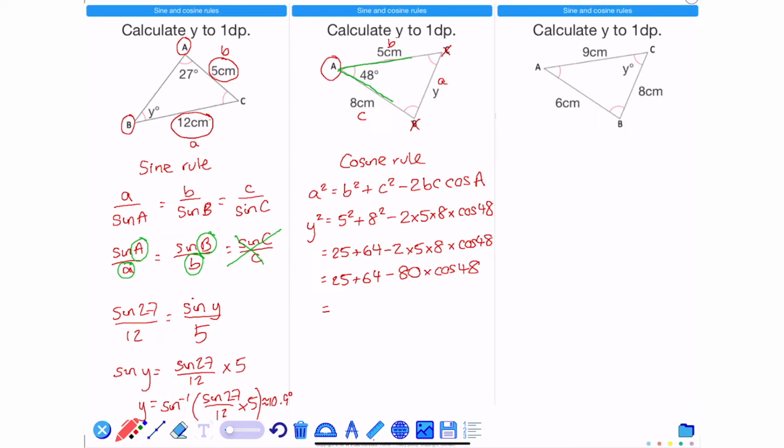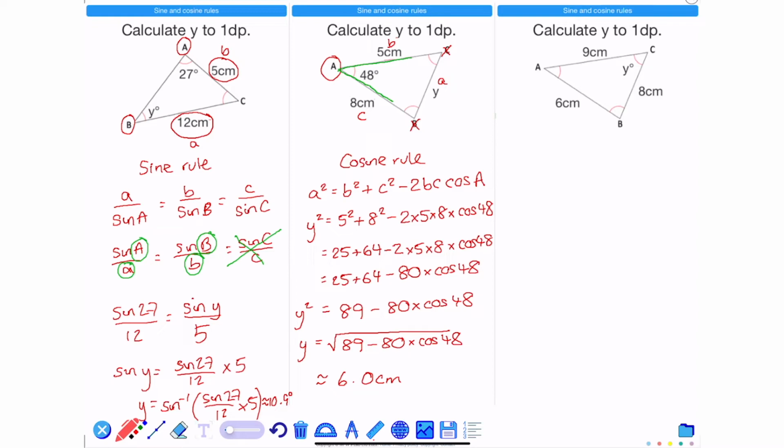25 plus 64 is 89. Take away 80 times the cosine of 48. I know that this is equal to y squared, and I need to work out what y is equal to. That means I need to take the square root of 89 take away 80 times the cosine of 48. Grabbing a calculator and typing this in to one decimal place gives me 6.0 centimeters.